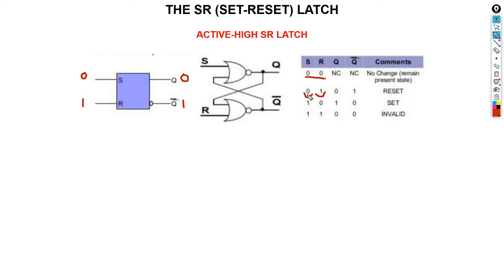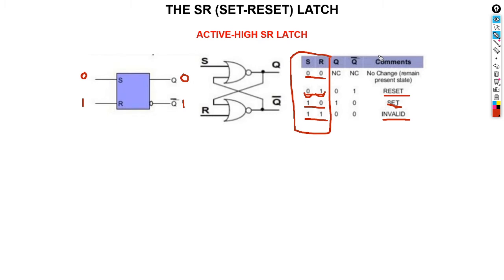But when I have 1 0 1, which means I have a 0 on the set and a 1 on the reset, I'm going to reset. If I have a 1 on the set and 0 on the reset, I'm going to set. But if I have a 1 1 on both of them, this is going to be invalid. So these are our inputs.